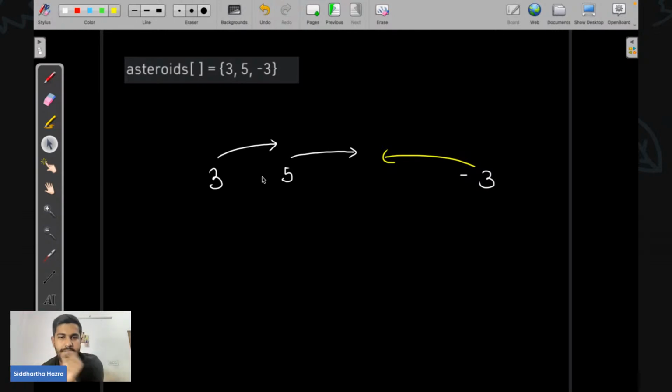So if 5 and 3 collide, then which is the big one? 5 or 3? 5 is the big one. So 3 would be submerged into 5 and this would sustain.